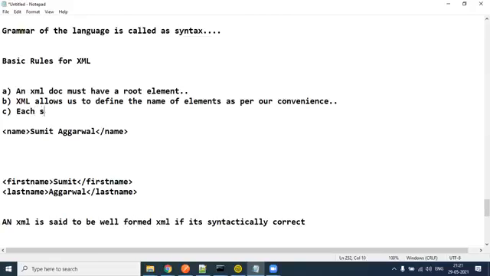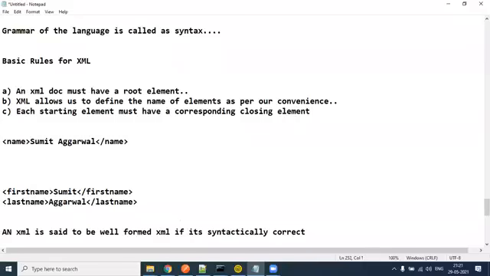each starting element must have a corresponding closing element. So if I'm starting an element, then I need to ensure that it also has a corresponding closing element. If there is no corresponding closing element, then it is not a well-formed XML. Are you guys following so far? Yes, Sumit.